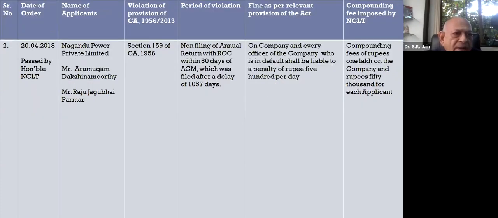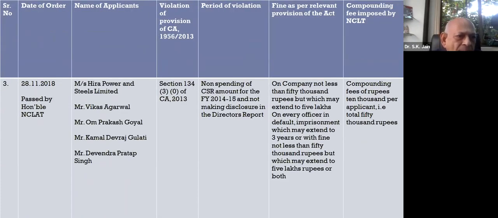Now, third case is again passed by Honorable NCLT. It is in case of Hira Power and Steels Limited, and these are the name of directors, and it is under Section 134(3)(o). This deals with CSR. So, what was the violation? Non-spending of CSR amount for 2014-15 and not making disclosure in director's report.